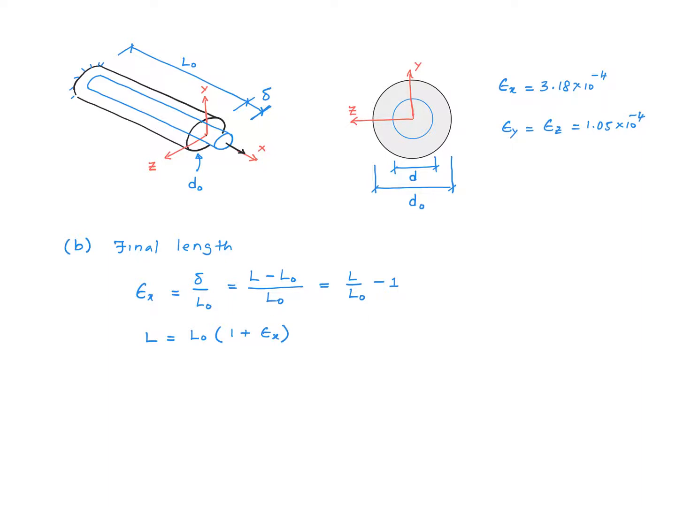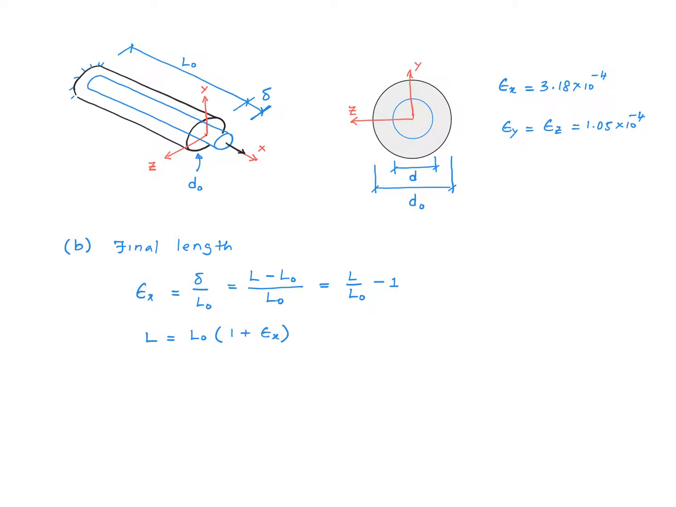This is how we calculate the final length. From the definition of normal strain, epsilon x is the displacement delta in the x direction divided by the initial length of the rod in the x direction, right? So in other words, epsilon x is delta over L naught, where delta is L minus L naught, divided by L naught. Now if I simplify this a little bit, you separate this into two terms, L over L naught minus L naught over L naught, which is 1, right? Rearranging this equation, we get this expression for L. L equals L naught times 1 plus epsilon x.